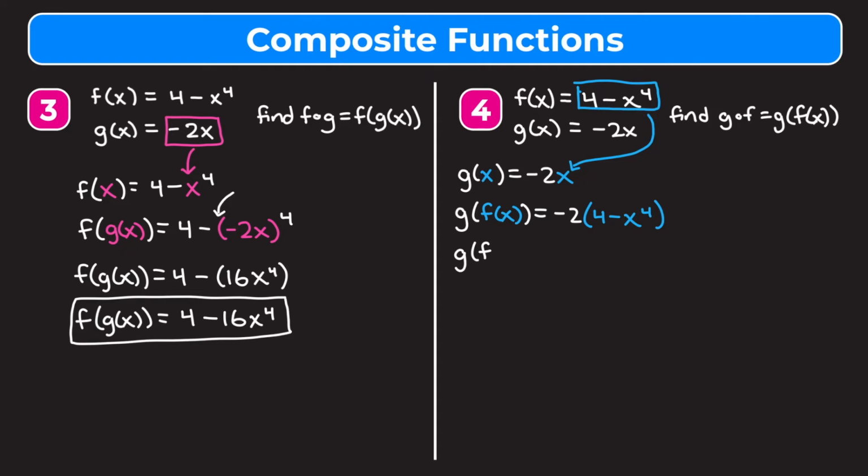So on the left side, we have g of f of x. And on the right, I'm just going to distribute this negative 2 in. Negative 2 times 4 is negative 8. Negative 2 times negative x to the fourth is a positive 2x to the fourth. So I get that g of f of x is equal to negative 8 plus 2x to the fourth.